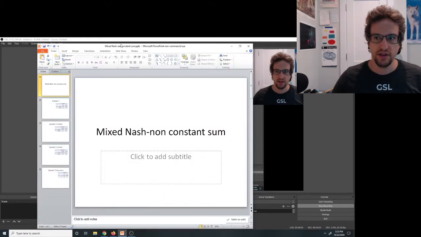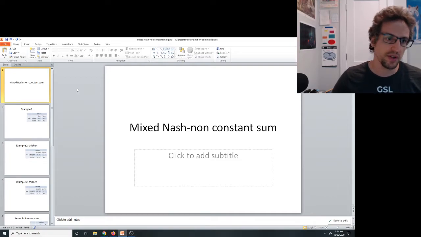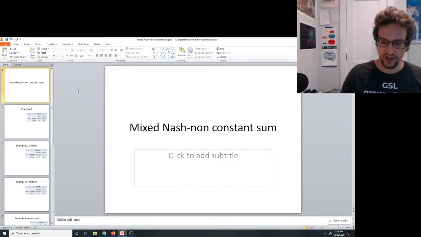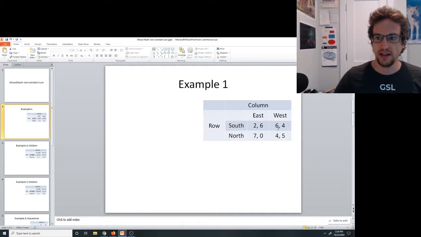All right, guys, here we are. So we are about to talk about some non-constant sum mixed Nash problems, and we're going to take them in order here. As you know, non-constant sum just means that the totals in each of the squares don't add up to the same thing.